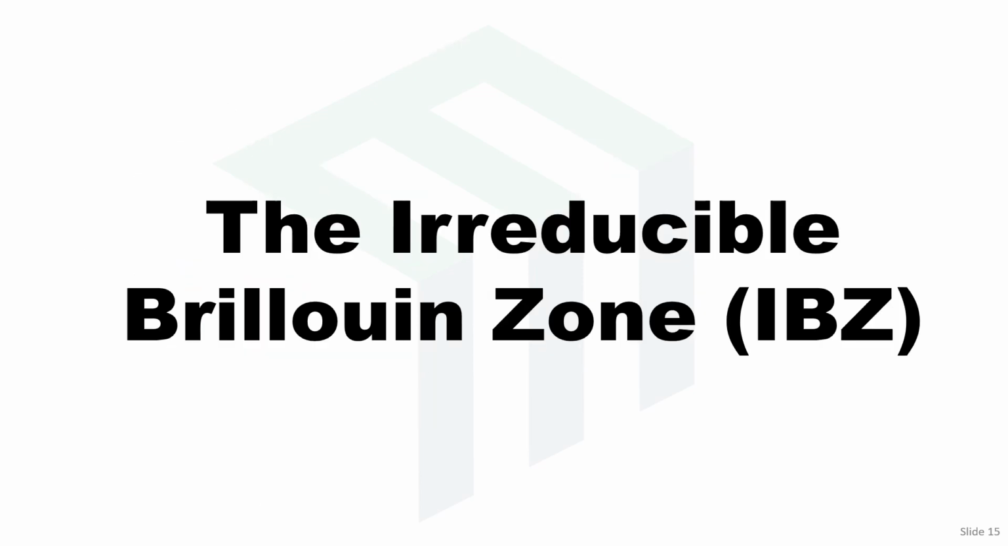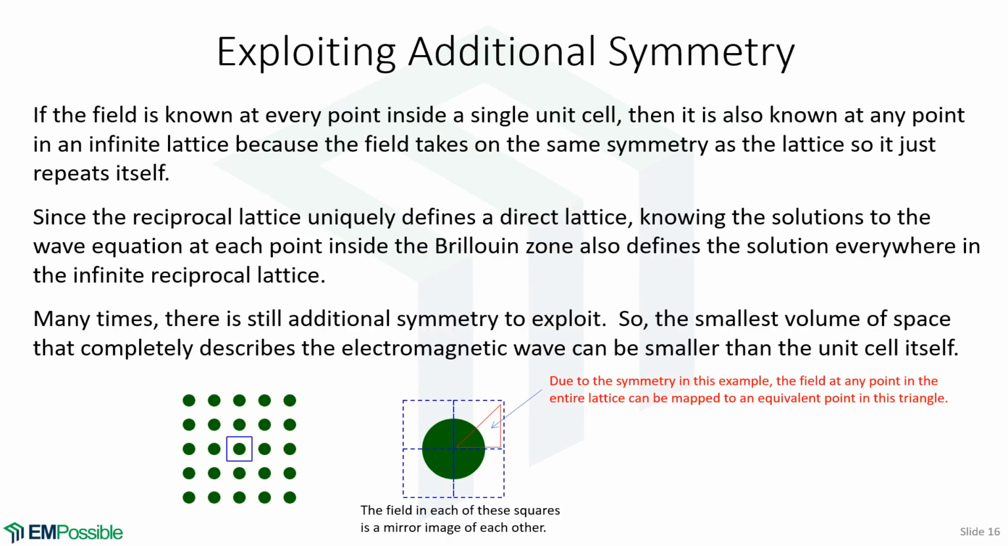The irreducible Brillouin zone. Very often, there's even additional symmetry in the lattice. So for example, let's say our direct lattice is a square array of these circles, and we're calculating the field everywhere in this. Well, the field always takes on the same symmetry as what it's in, and you'll notice this lattice, if we flip it left-right, it looks the same. That means the field on the left half has to look like the field on the right half, just mirror imaged. We could flip this lattice up-down. Again, that means the field on the top will have to look like the field on the bottom.